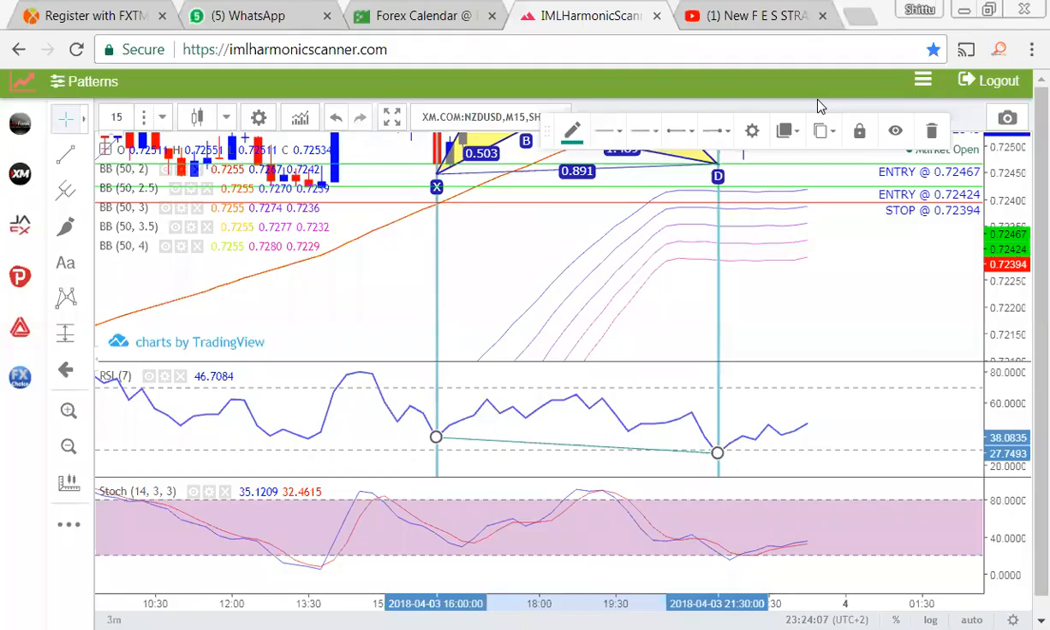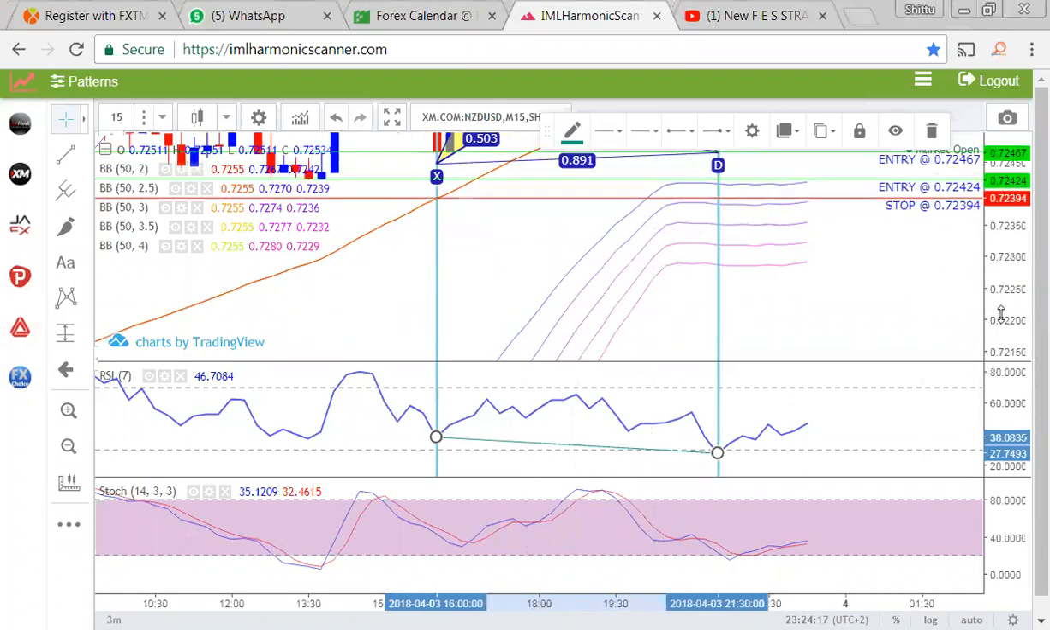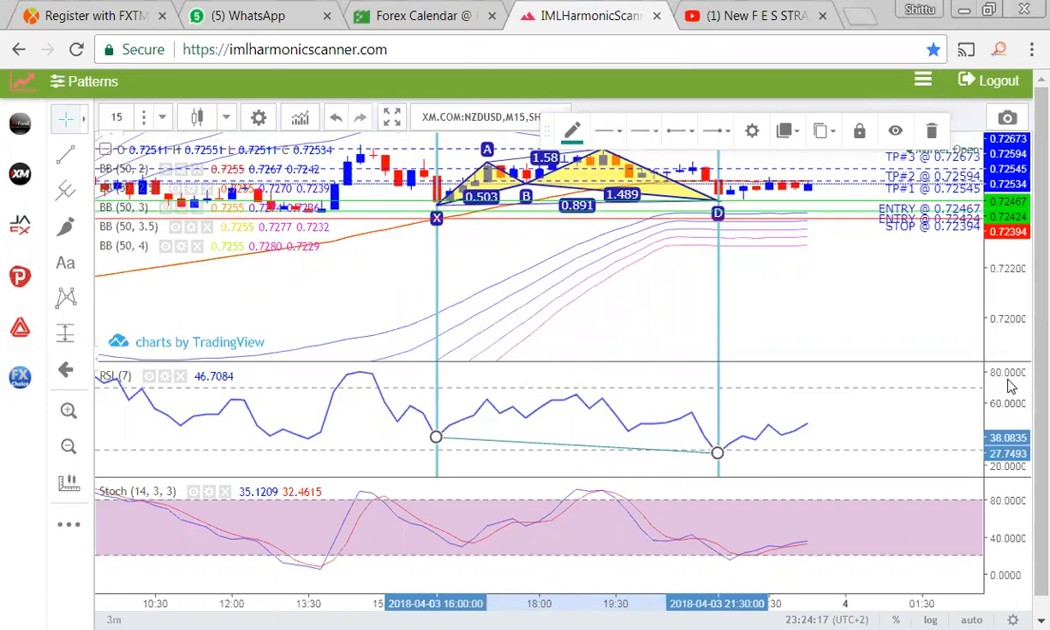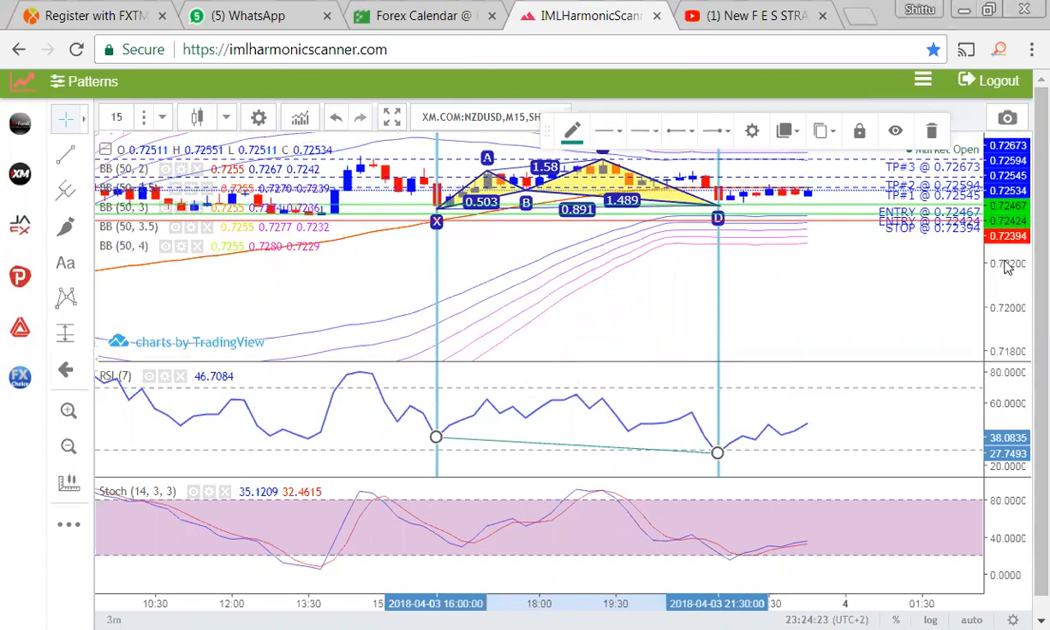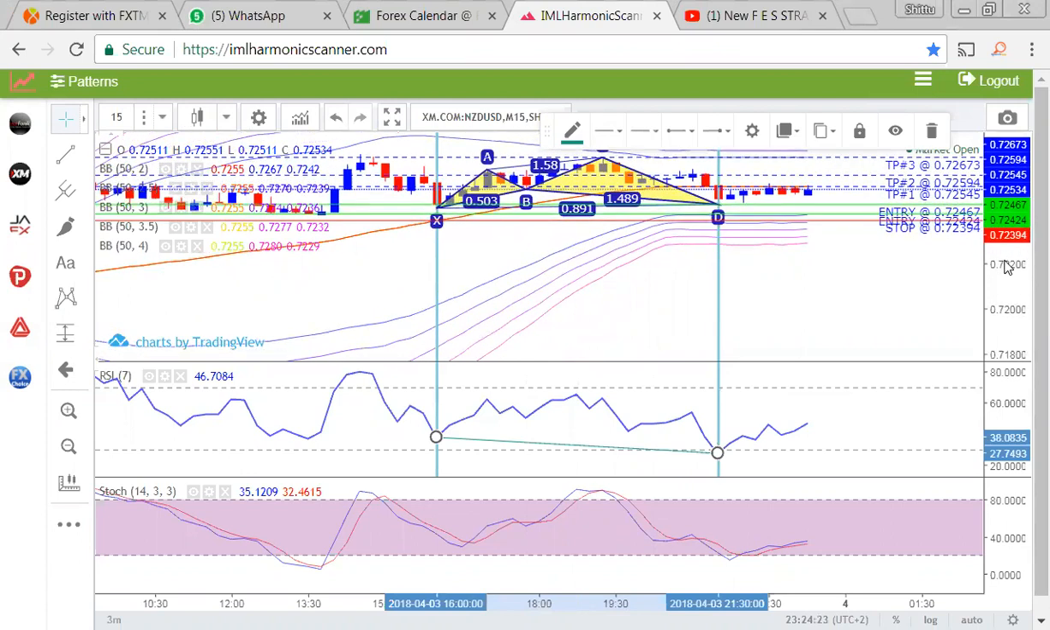From where I stopped, I said I have checked our condition one, which is: is our candle D touching the entry price, and we established that it touched one of the entry prices. So the next condition is: is this candle D touching any of the Bollinger Bands, whether the upper Bollinger Bands or the lower Bollinger Bands? In this case, this candle did not touch any of the Bollinger Bands.